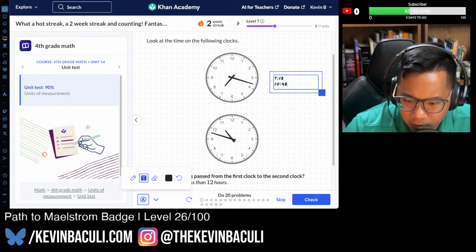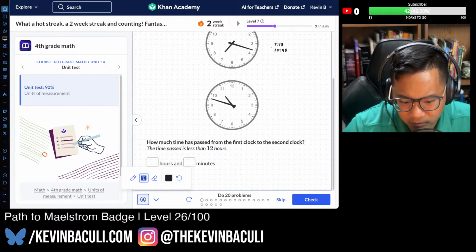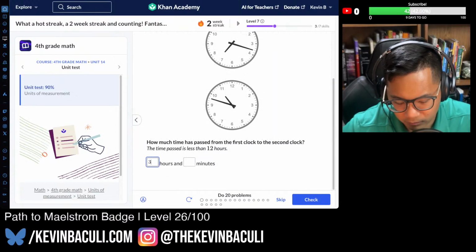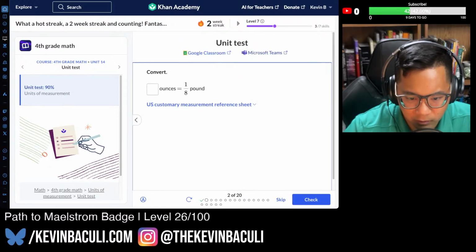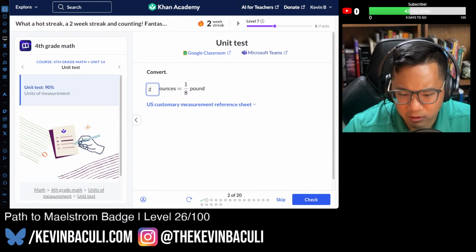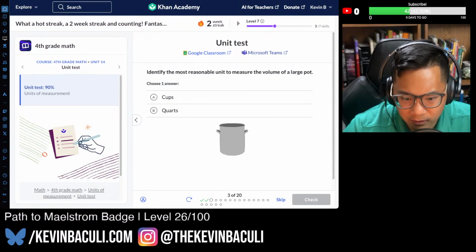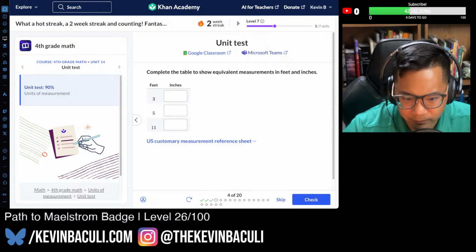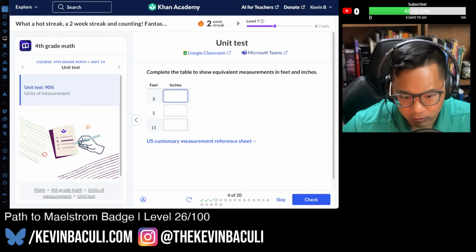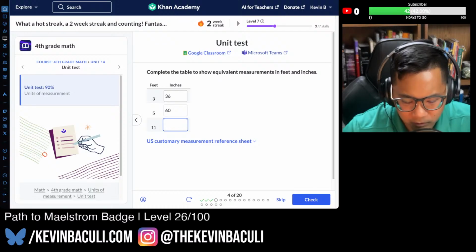30. 3 hours, 3 minutes. Eighth of a pound, 2 ounces. Yeah, because a pound is 16 ounces. Large pot. Quartz. 36, 60, 60, I don't know. 132.